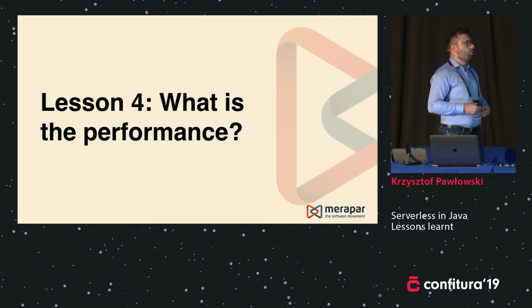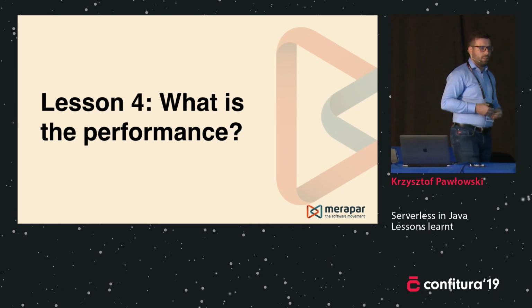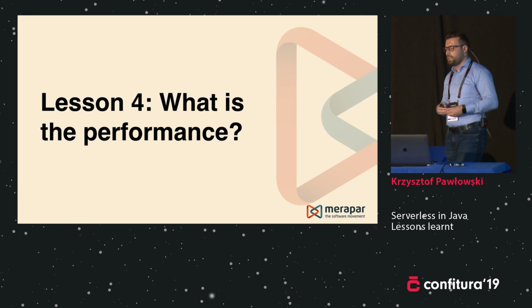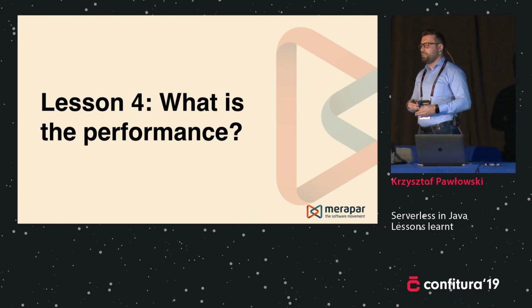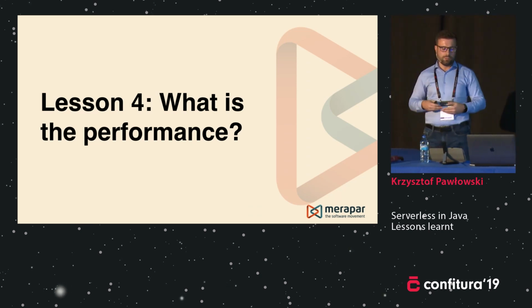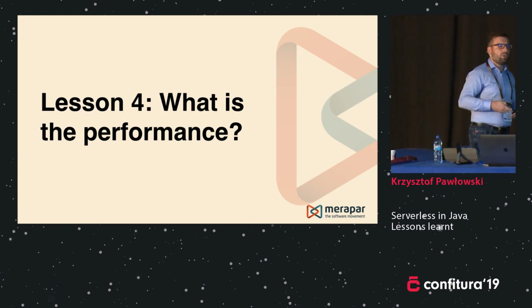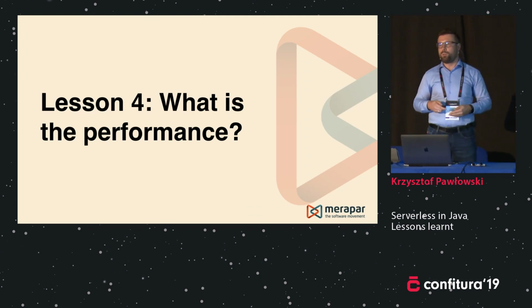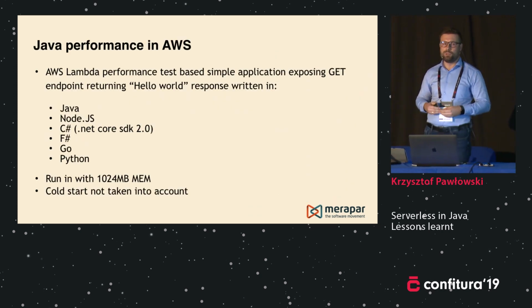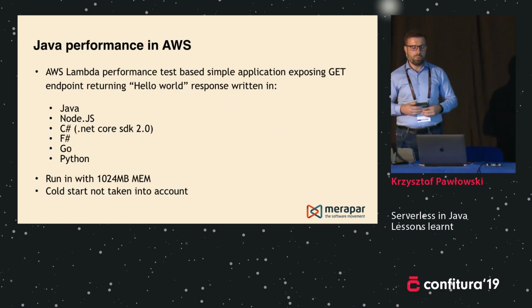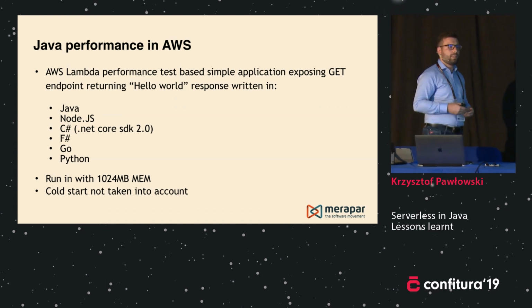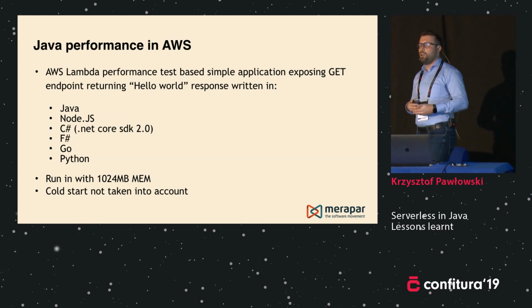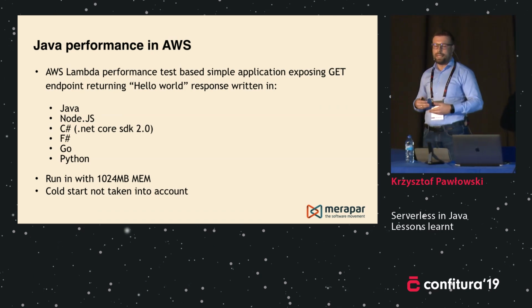OK, so now we are going to the most interesting lesson: what is the performance of Java code in AWS? When we were making the decision whether to go for Java, we also had these considerations: will it behave correctly, or will there be performance issues? Because most people are using other languages for such an approach. So we ran a test based on a simple application, exposing a GET endpoint and returning just a hello world response when calling this GET endpoint.